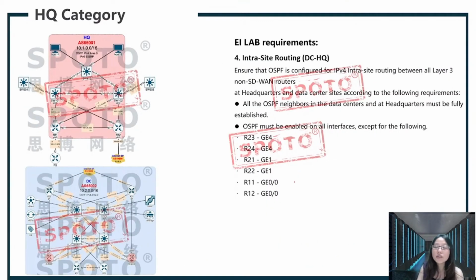Okay, so let's continue to show the next part about the intra-site routing.